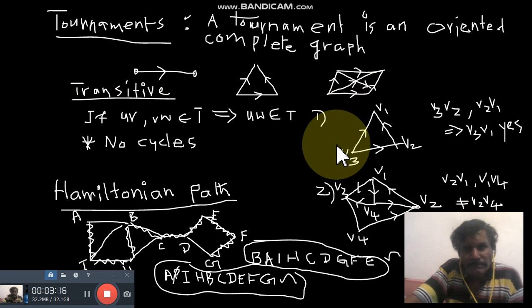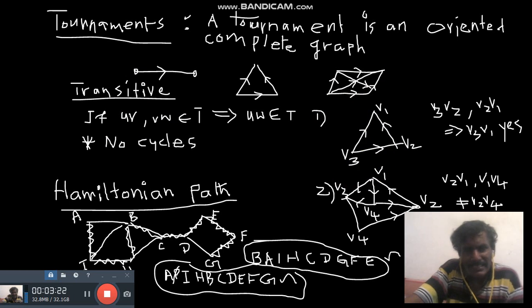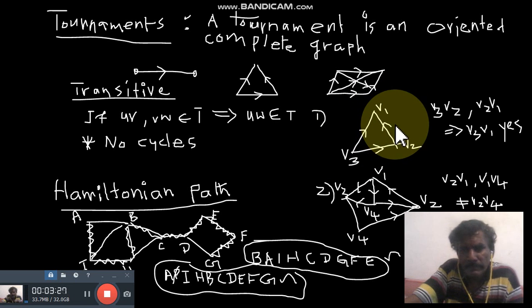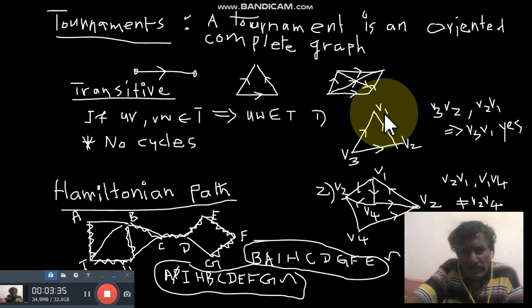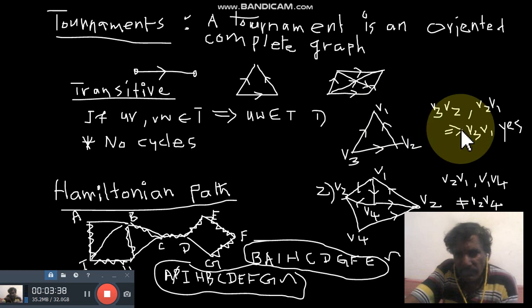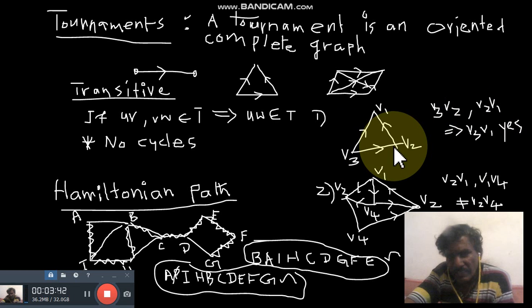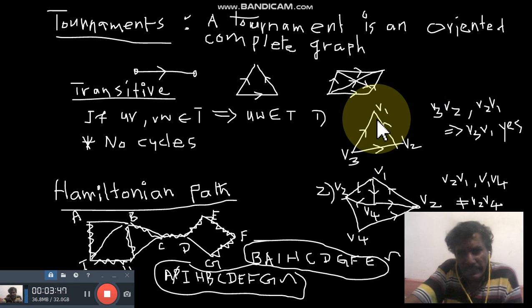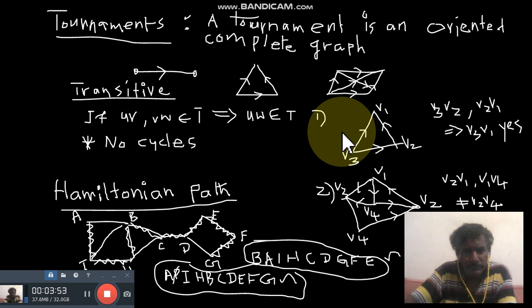Now look at this picture. V1, V2, V3 are vertices, and we have the directed edges. Now look at this. V3 to V2, and V2 to V1. So the first point is V3 and the final point of the arc is V1. So yes, the transitive property is satisfied. But if you take any other way, the transitive property is not satisfied.